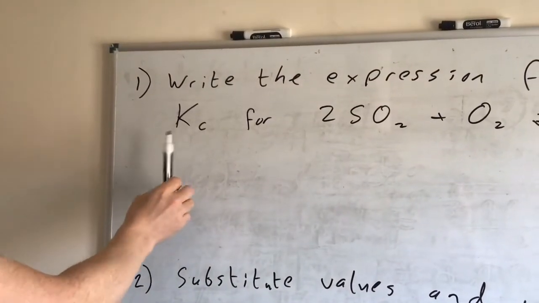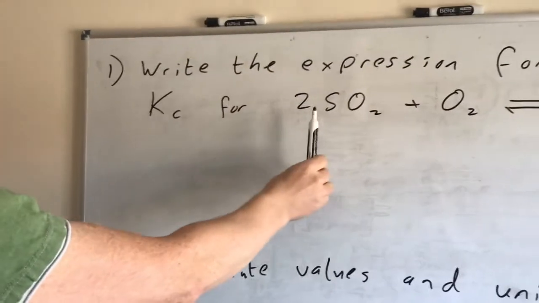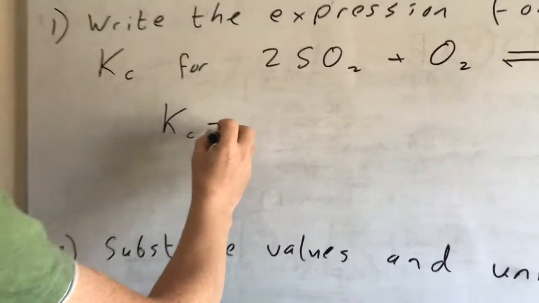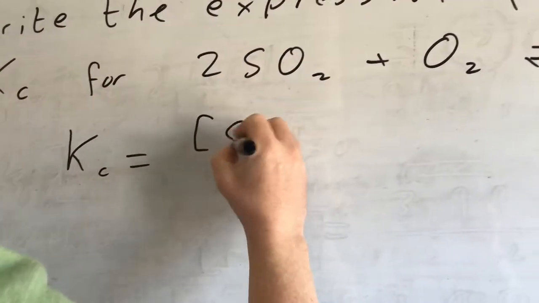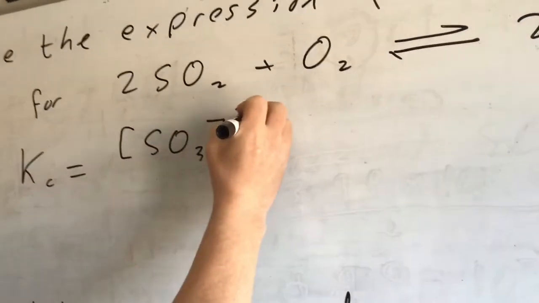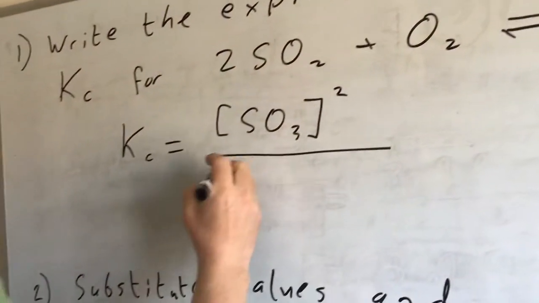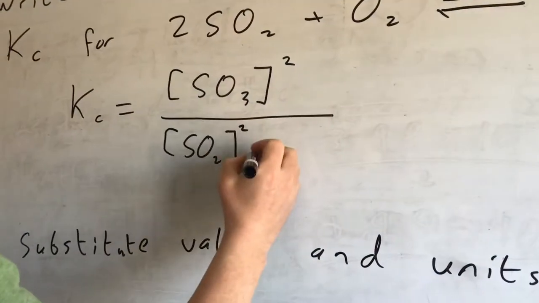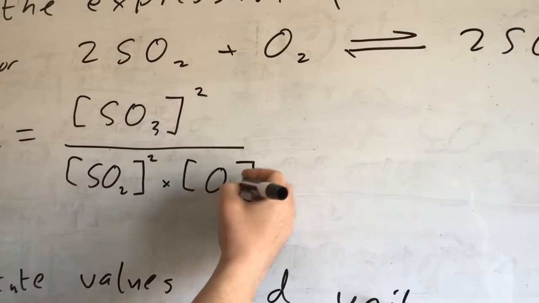So to solve this problem, the first thing we're going to do is to write the expression for Kc. So here is the equilibrium. Kc equals the concentration of the product, SO3, squared, because of the 2, divided by the concentration of the reactants, concentration of SO2, squared, because of the 2, multiplied by the concentration of O2, but that's just to the power of 1.